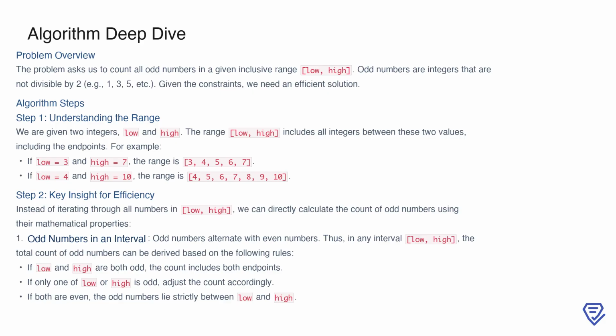Now, instead of iterating through every number in this range to check if it's odd, we can use a more efficient approach by leveraging the mathematical properties of odd numbers. One important insight is that odd numbers alternate with even numbers. This means the total count of odd numbers in any range can be directly calculated based on whether the endpoints, low and high, are odd or even. For example, if both low and high are odd, we include both endpoints in our count. If one endpoint is odd and the other is even, we adjust the count accordingly. And if both are even, the odd numbers will lie strictly between low and high.